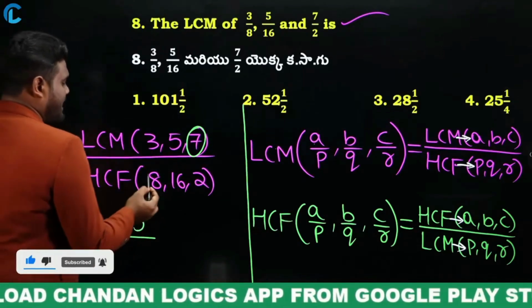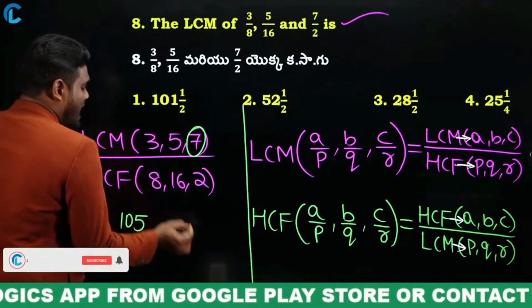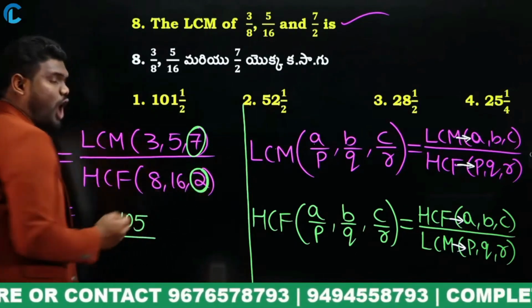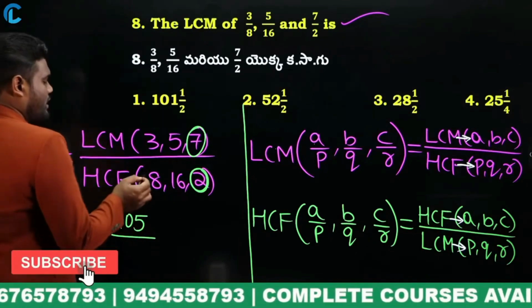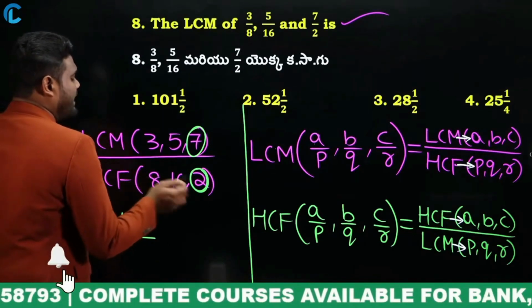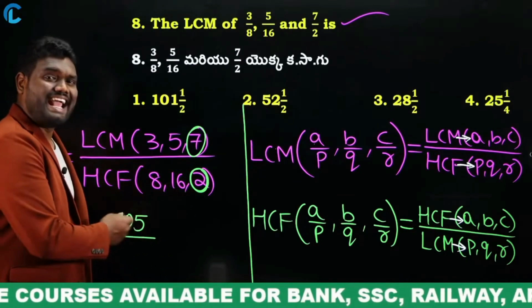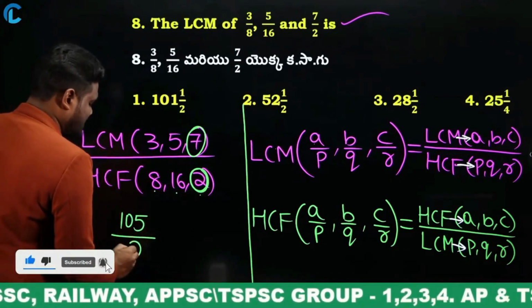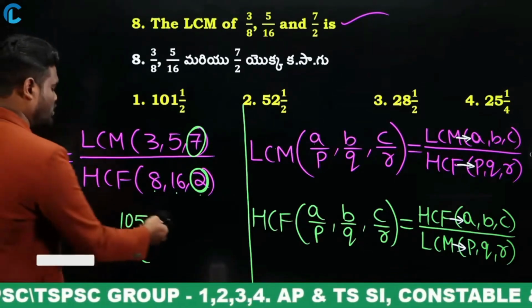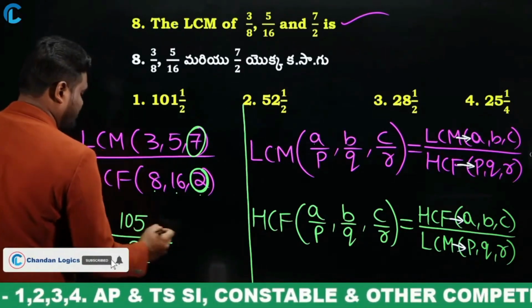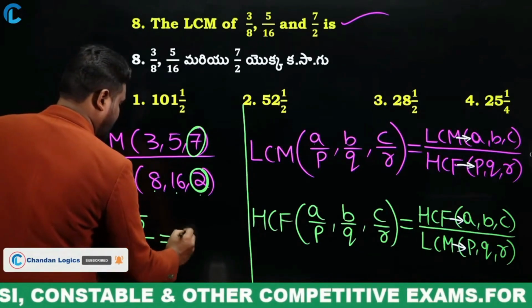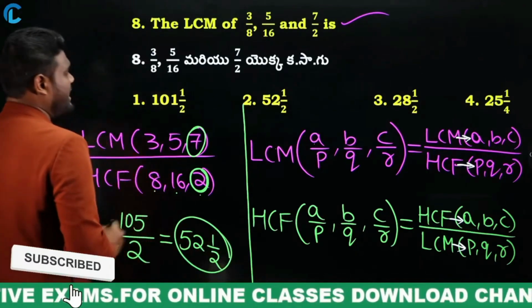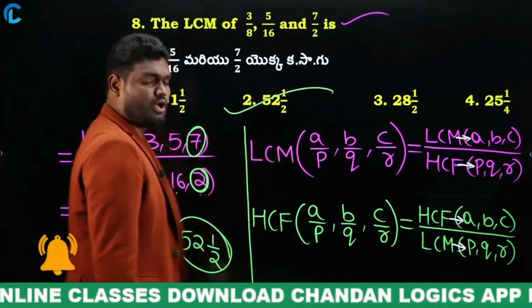Next, HCF. 8, 16, 2. What is the smallest number? The smallest number is 2. So the HCF should be either 2 or a factor of 2. If you observe here, 8 is divisible by 2, 16 is divisible by 2, which means 2 is the HCF. Yes or no? 2 4s, 2 8s, 2 1s. So I can say the HCF of 8, 16, 2 is 2. Now if you simplify this, how much will it be? 52 1/2. Yes or no? 52 1/2 is going to be the answer.